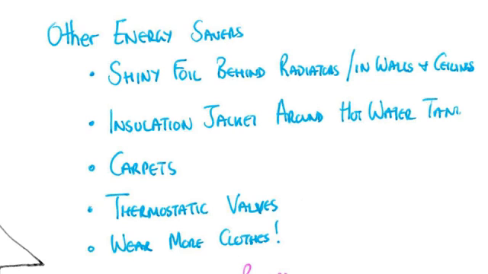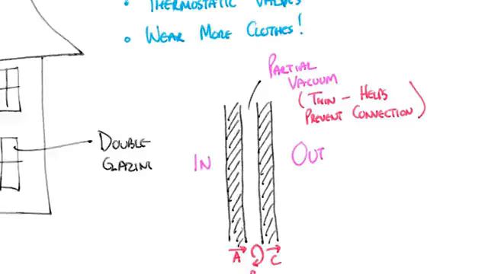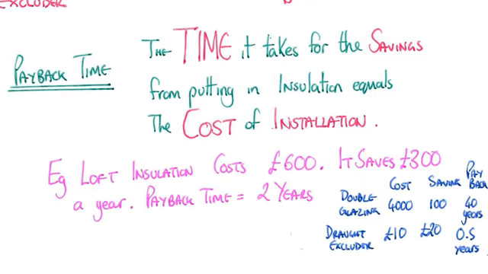Thermostatic valves allow you to control the temperature in each room, and the lower you set them down, the more energy you can save. And perhaps the most effective way is if you wear more clothes, you'd be amazed how much less you need to use heating. Now, you need to know about payback time.